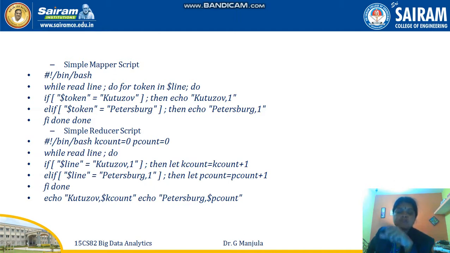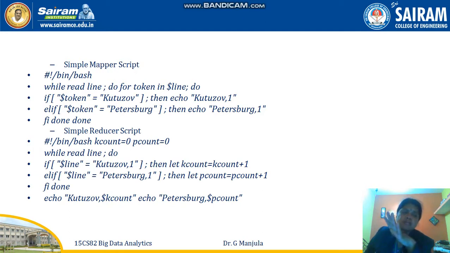Suppose the condition is false and Petersburg is printed, then repeat it and count how many times Petersburg is printed. So this is about the condition. At last you print how many times Kurzweil has been printed in the K count, and how many times Petersburg has been printed in the P count. This is called the reducer and scripter. This is called the mapper.